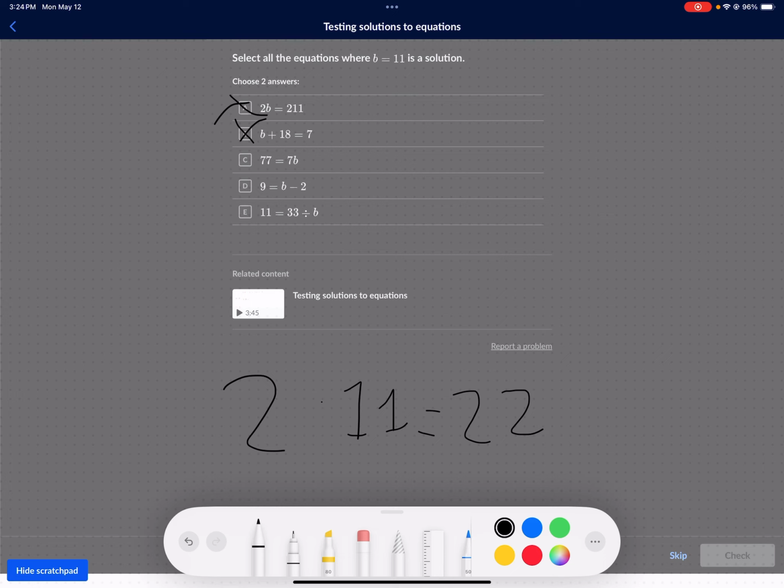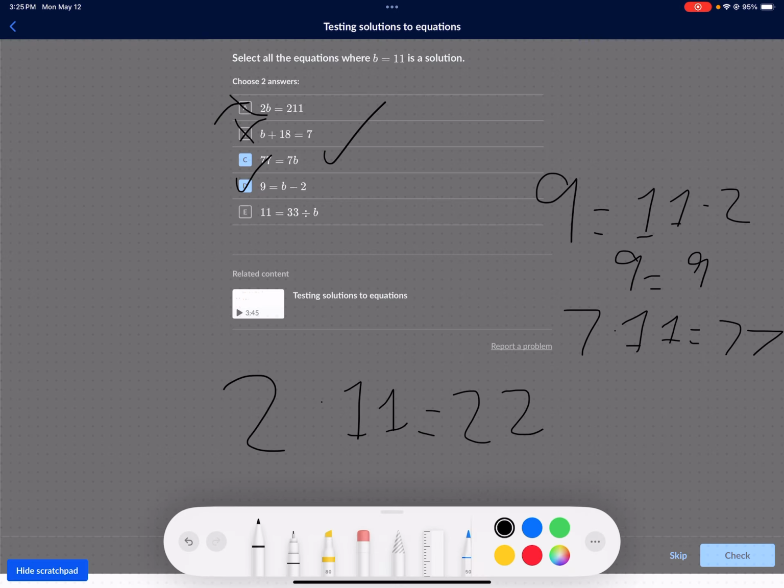77 equals 7b, so 7 times 11 is equal to 77, so that is correct. And then 9 equals b minus 2, so we have 9 equals 11 minus 2. So this is equal to 9 equals 9, so that means that this is correct as well. We already have our answers here, C and D, but E is wrong because 33 divided by 11 is 3, not 11. So it is C and D.